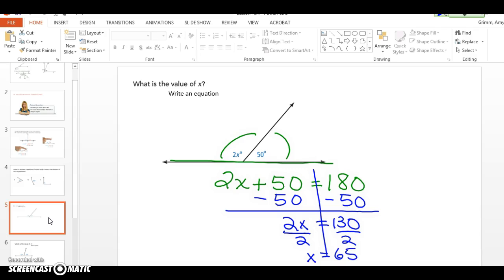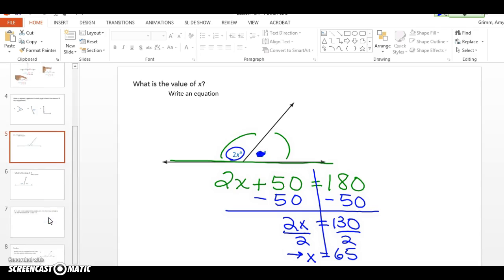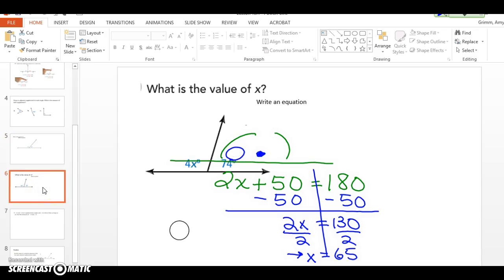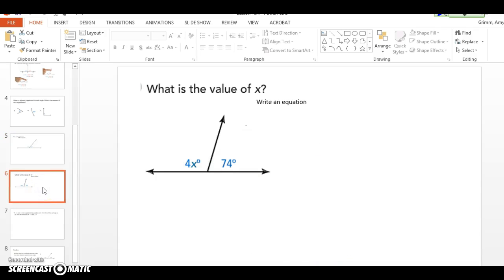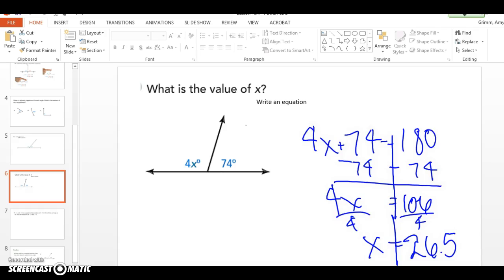All right, so just so we make sure we understand this, what if I said, nope, you don't get to know this, but you do get to know this? How would you find this again? What would be that angle measure, Lily? 65 times 2. Very good. You would take 65 times 2, and that would give you that angle measure of 130. Okay? All right. Why don't you guys go ahead and try this one on your own, and then we'll go over it, and then I'll try a little bit harder one with you.